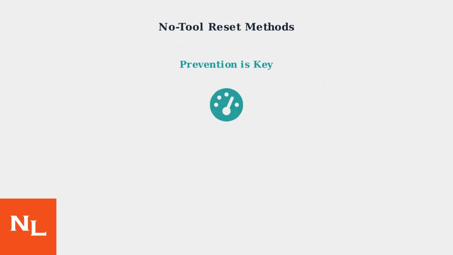Remember, regular vehicle maintenance can reduce check engine light activations by 40%. Preventive care is always better than reactive repairs, saving you time, money, and stress in the long run.